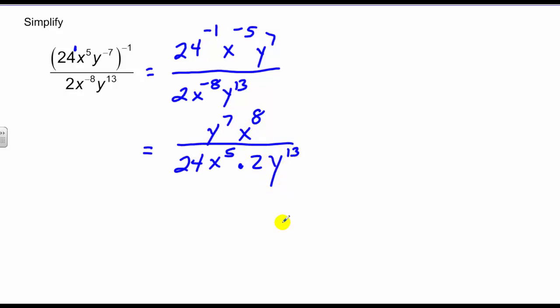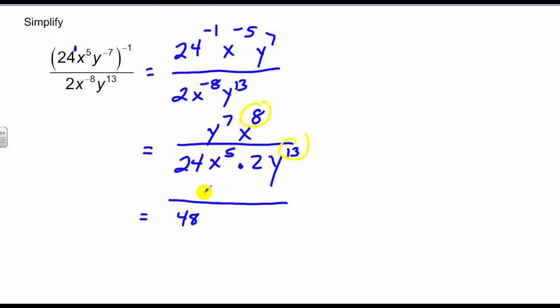So now I take a look and see if I have any multiplications I can do. Certainly I do. I have this 2 and the 24, which makes a 48, and that's in the denominator. And now I'm going to find the greatest powers of like bases. So 7 is the greatest power, or I lied. It's actually not. 13 is the greatest power of the base y, and 8 is the greatest power of the base x, and then I'll subtract and place my answers where the greatest exponent is.